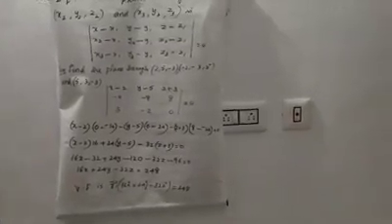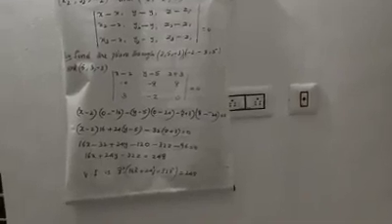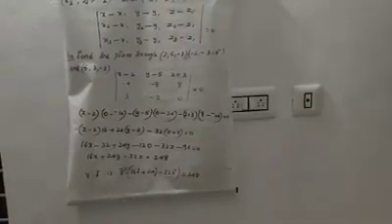Instead of x1, y1, z1, we substitute 2, 5, minus 3. For x2, y2, z2, minus 2, minus 3, 5. And for x3, y3, z3, 5, 3, minus 3. Then the first row becomes x minus 2, y minus 5, z minus minus 3, that is z plus 3.